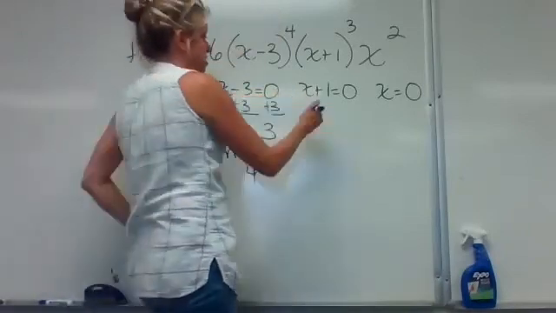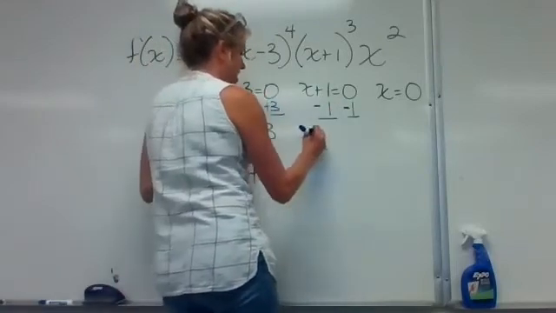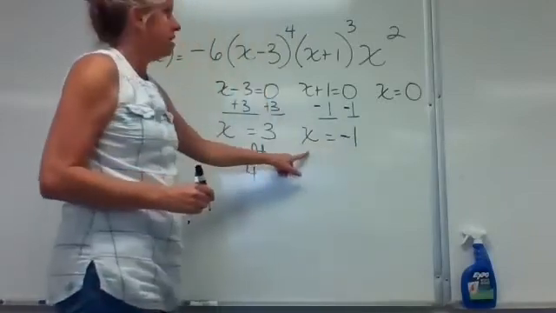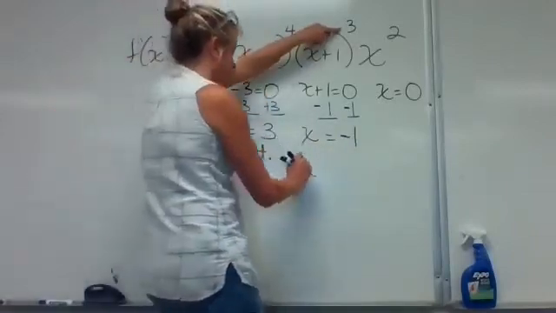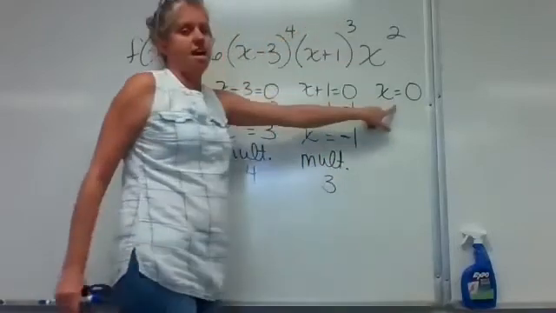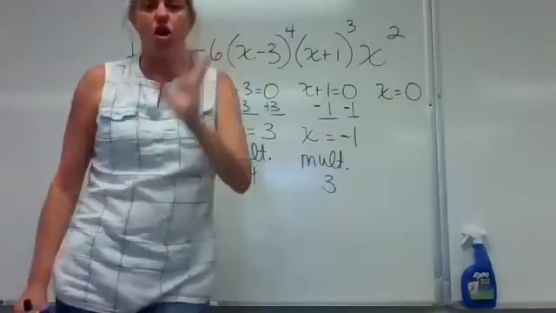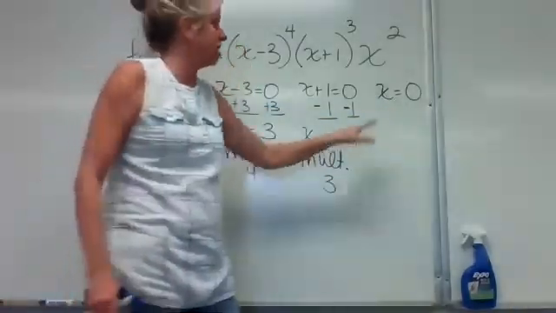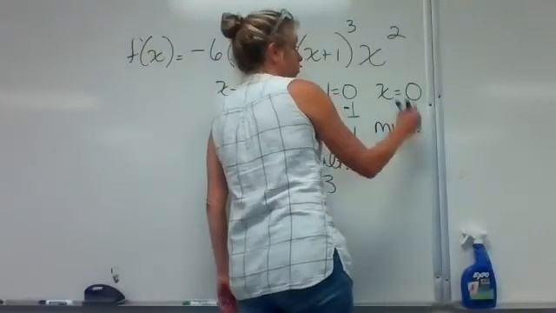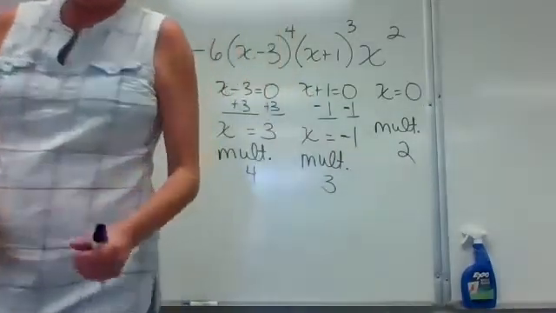Solve this one for x. So subtract 1 from both sides. So x equals -1, and its multiplicity was 3. And this one, x was already solved for, right? The x is already by itself, so there's no work I need to do to solve it. And its multiplicity was its outside exponent, which is 2.